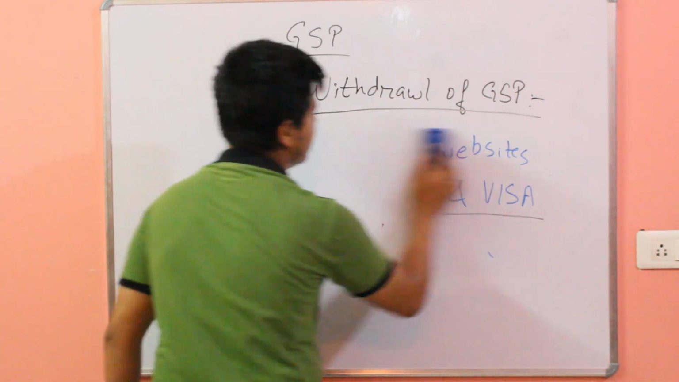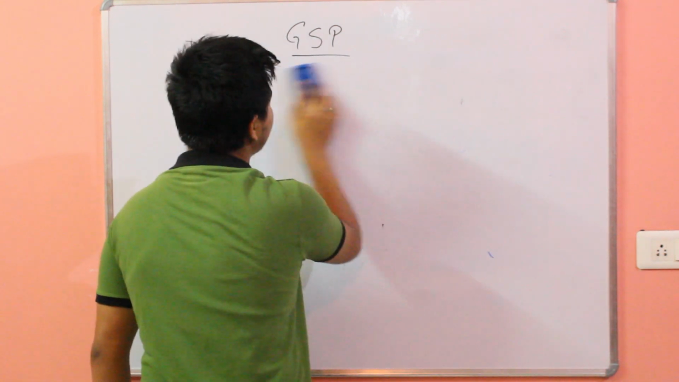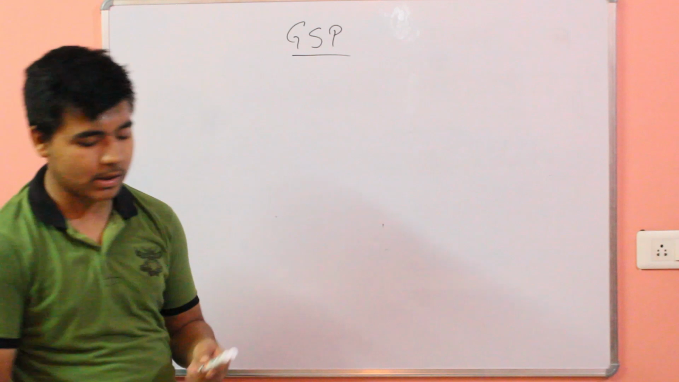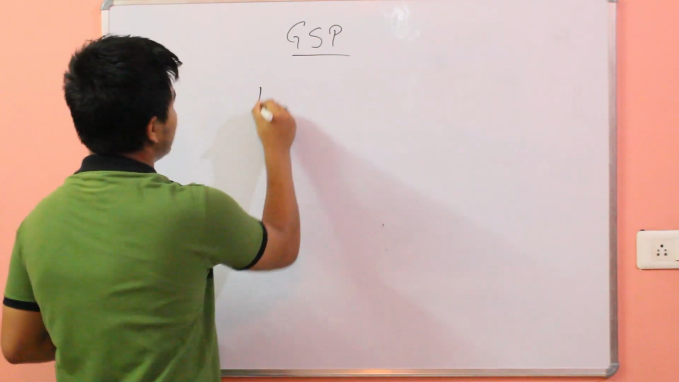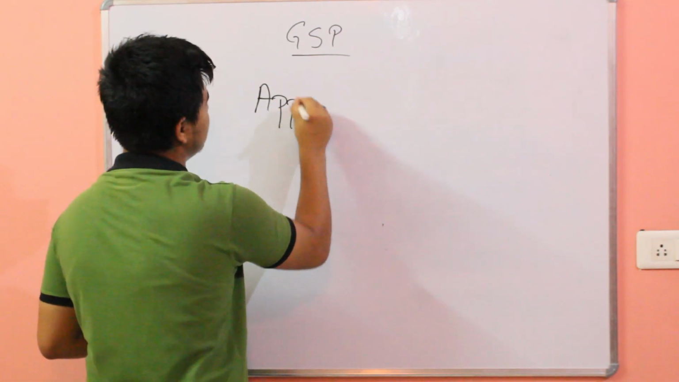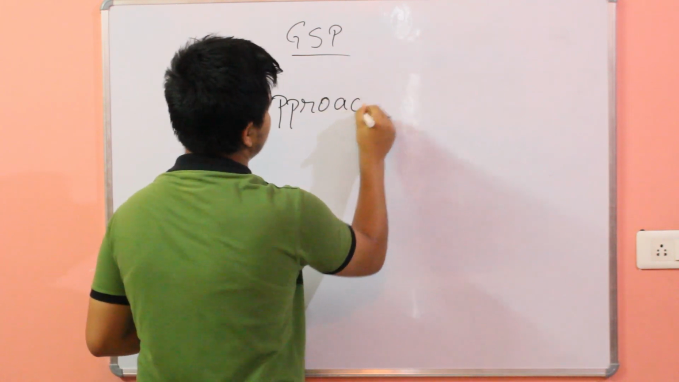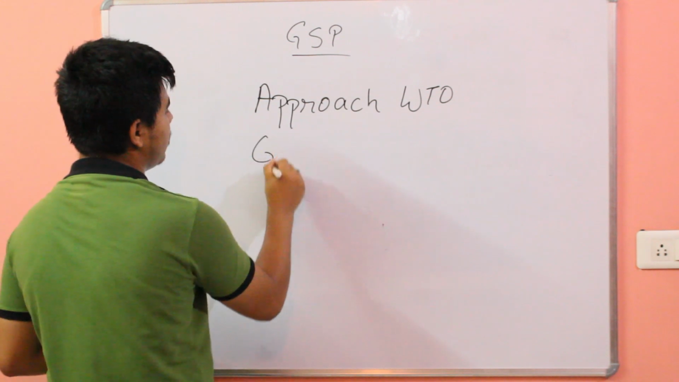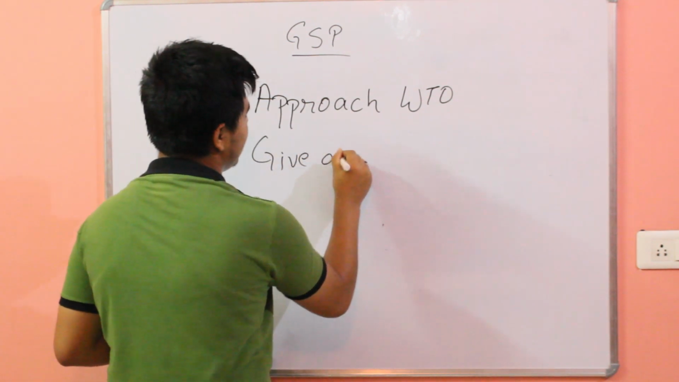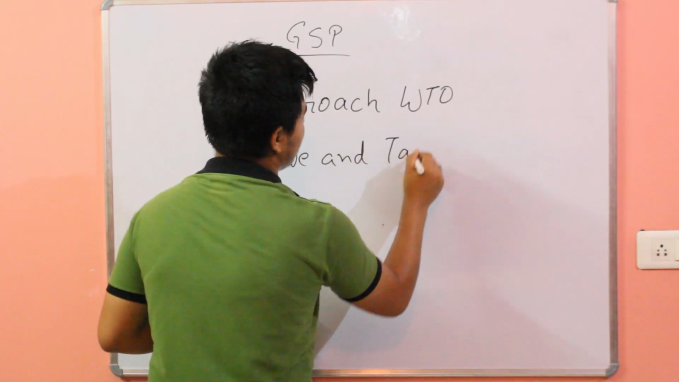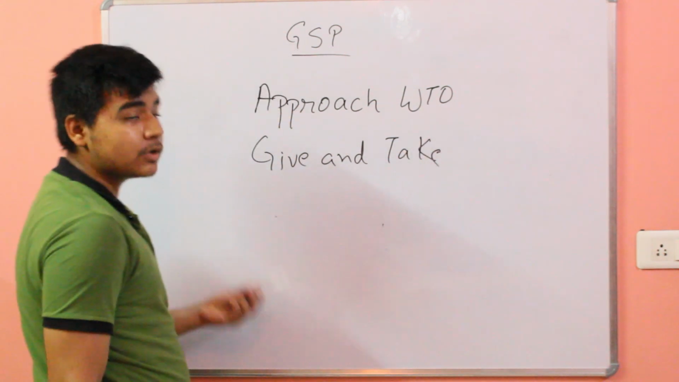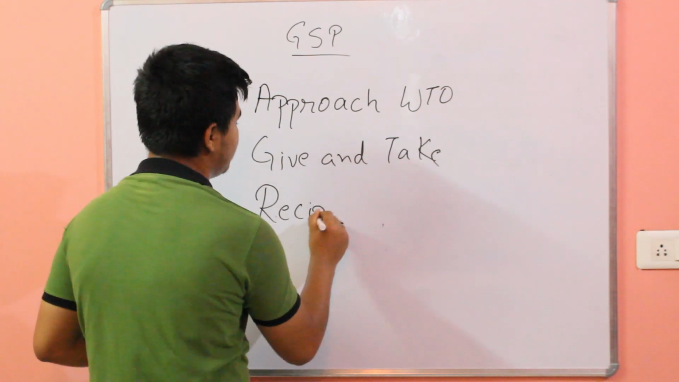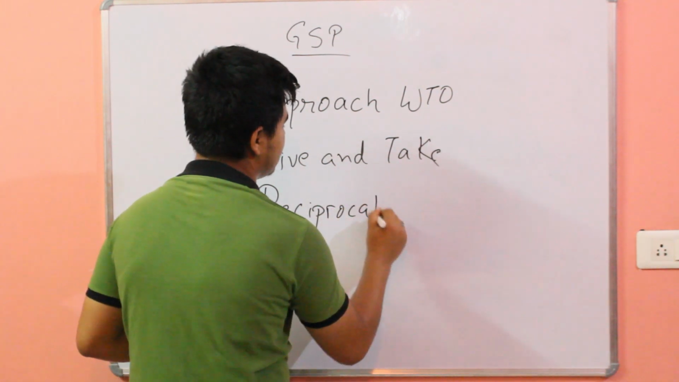Now what can India do to fight such a crisis situation? India can approach WTO, or India can adopt a give and take policy, or India can also introduce the concept of reciprocal taxes.